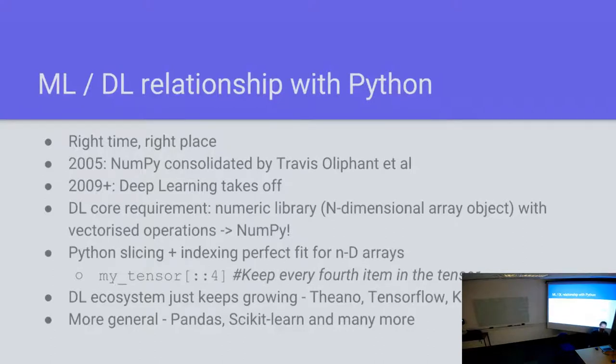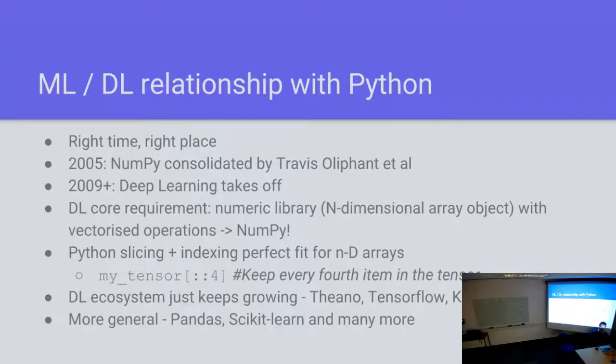But up until that, you could use MATLAB, Octave, Mathematica. There's no reason why you need to use Python. But deep learning has a core requirement. It needs a strong numeric library with a core object, which is an n-dimensional array, because that's what deep learning is. You're basically multiplying these n-dimensional arrays together over and over again, and either using the chain rule forwards or backwards, depending on whether you're training or backpropping. And ideally, you'd want those operations to be vectorized, because then you're going to get nice speed ups. NumPy fits the bill for all of those things.